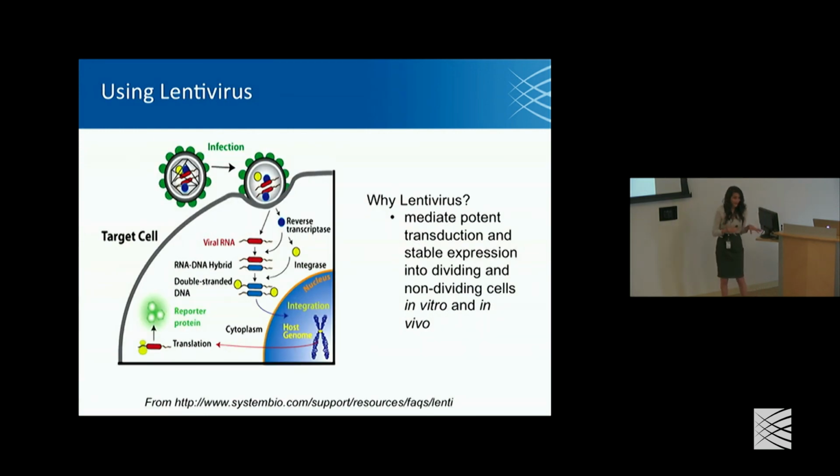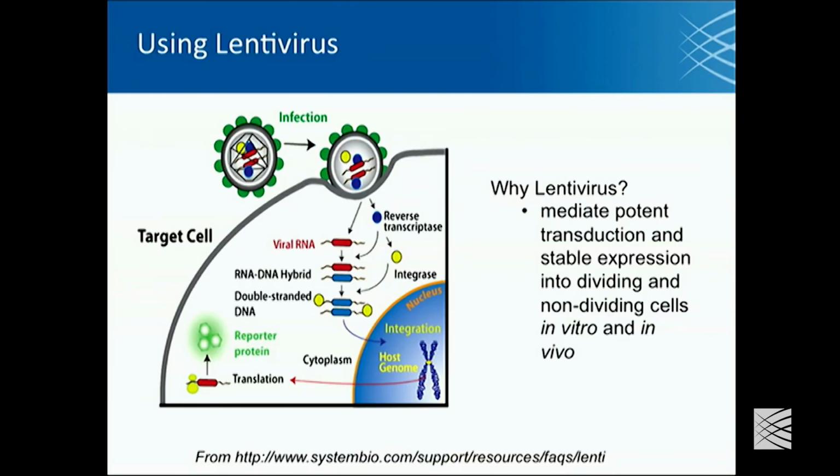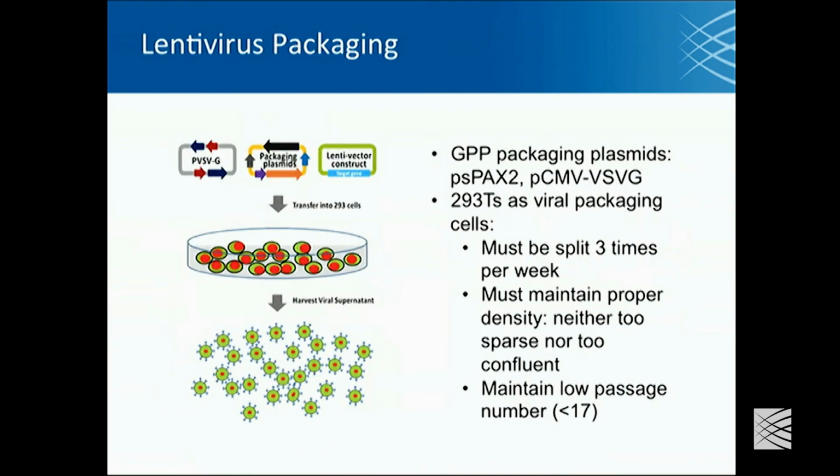Now that I've talked a little bit about contamination and tissue culture practices, I'm going to jump ahead into talking a little bit about reagents, specifically lentivirus. Lentivirus is best for transduction because they mediate potent transduction and stable expression into dividing cell lines and non-dividing cell lines in vitro and in vivo. They package their own reverse transcriptase and integrase, which can allow for seamless integration into the host genome and translation of their target proteins.